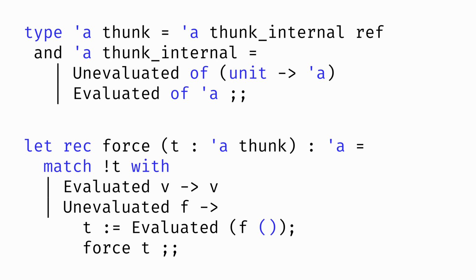But the thunk will only need to evaluate its value once. After it's been forced once, it never needs to recompute its value. It will just return the same value that was already calculated every time it's forced in the future.